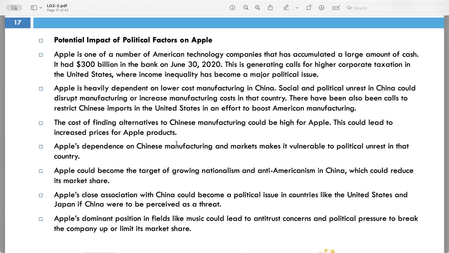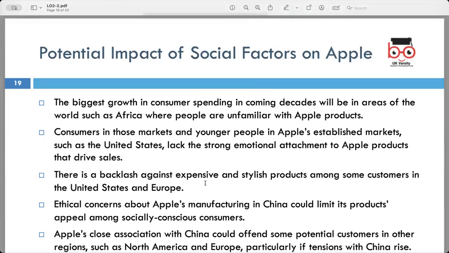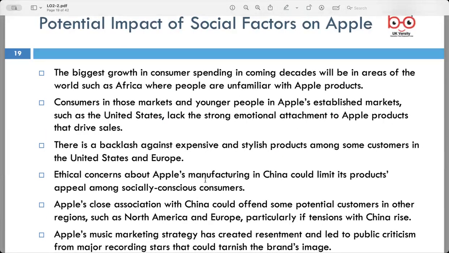Antitrust concerns and political pressures to break up Apple or limit its market dominance could arise as a result of the company's strong position in other industries, including music. Political impact of social factors on Apple.